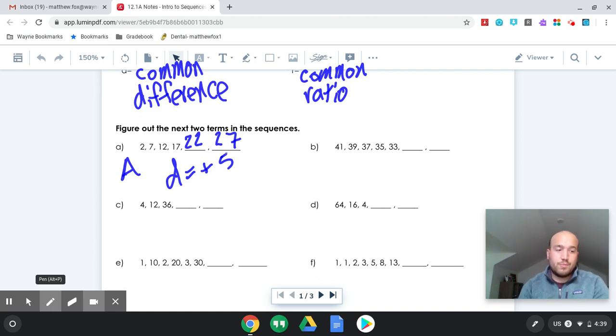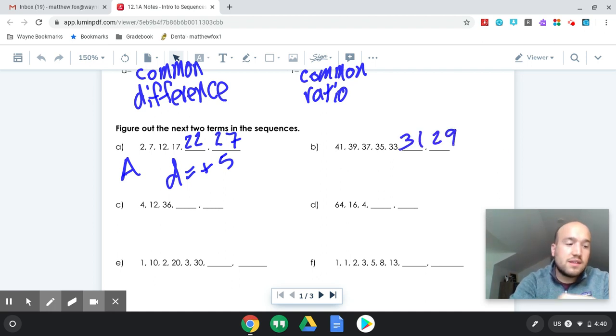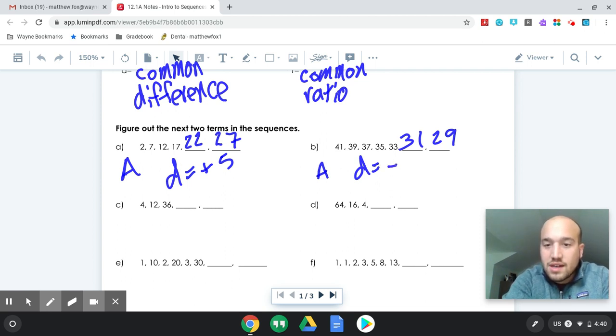If we look at letter B here, this time 41, 39, 37, 35, 33, you guys can probably figure it out. It's going to be 31 and then 29. This time it is subtracting, but we are still considering this an arithmetic sequence. However, instead of our common difference being positive, it was subtracting 2, so it's going to be a negative 2 each time.